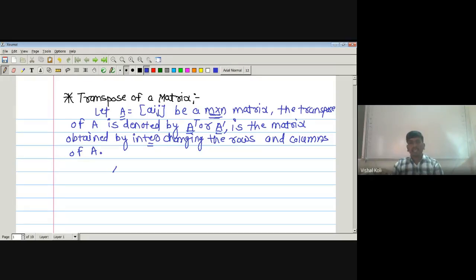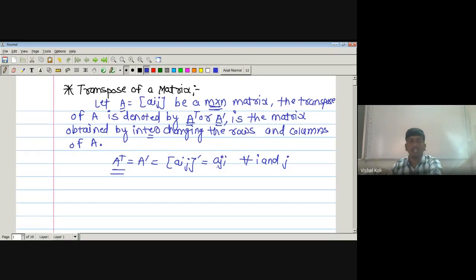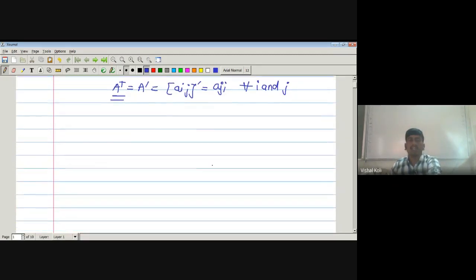That is, A transpose, which is also denoted by A dash, is nothing but the matrix Aij transpose, that is, this will be nothing but Aji for all i and j. So this is nothing but the transpose of a matrix A. That is, we just have to replace the rows and columns of a given matrix A, then we obtain the transpose of that matrix A.